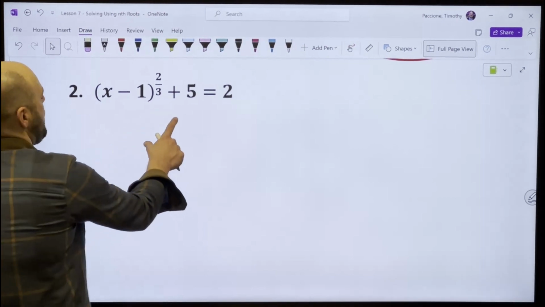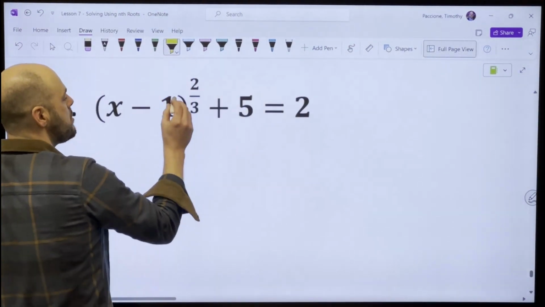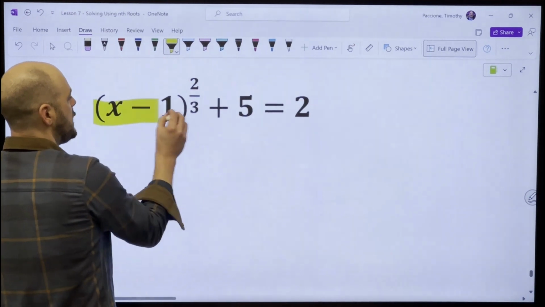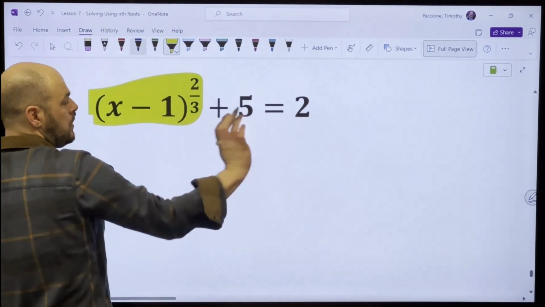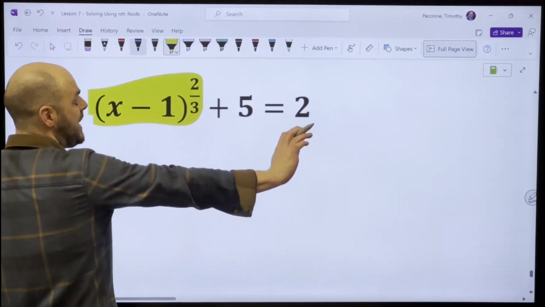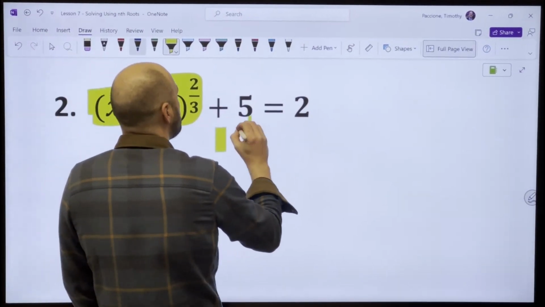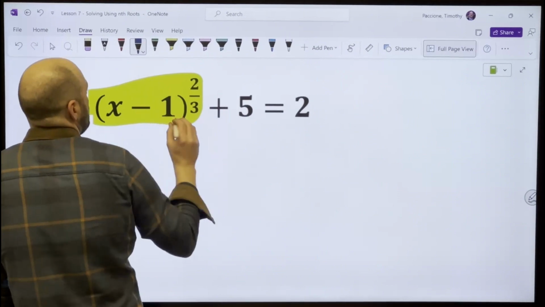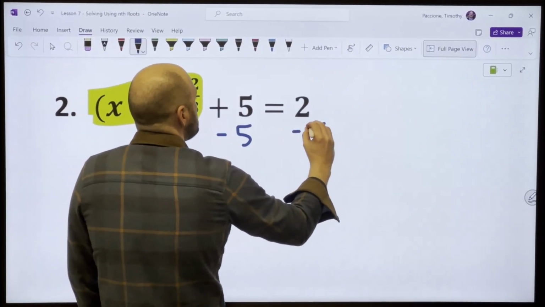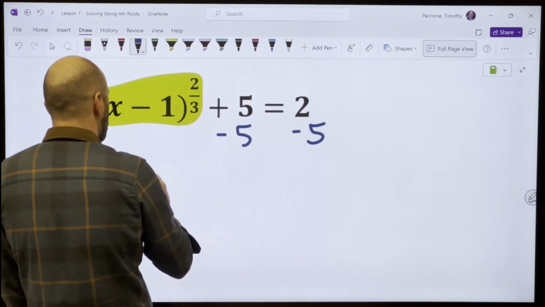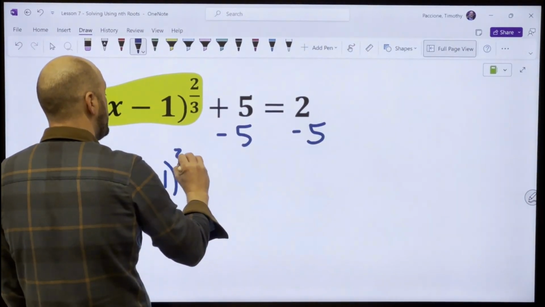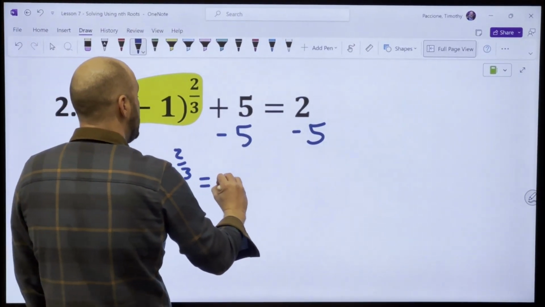All right. So I'm going to isolate what's being raised to a power? X minus 1, right? We'll go yellow this time. So what needs to move away? What's the opposite of positive 5? Minus 5, right? We're not done. We just get tired. It's okay. X minus 1 to the 2/3 equals negative 3.